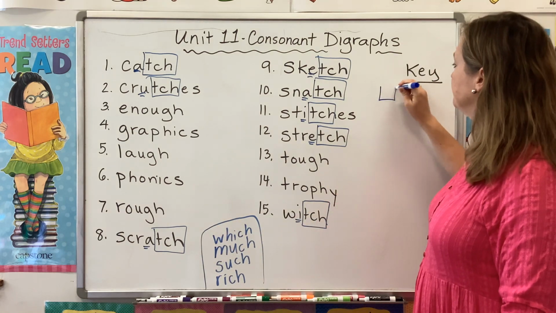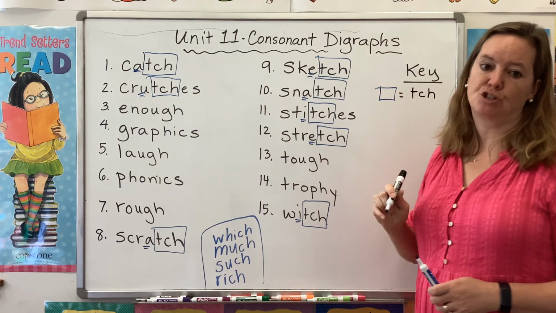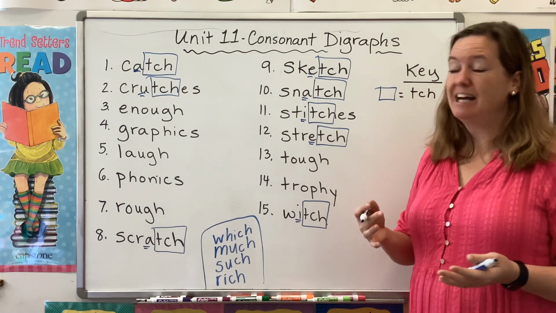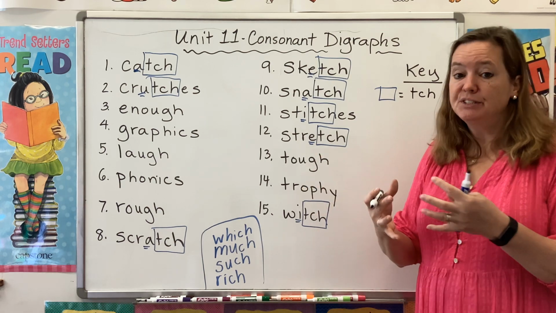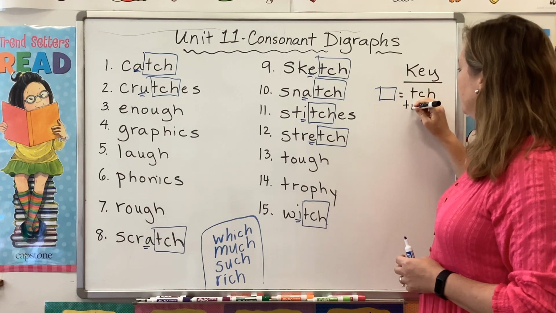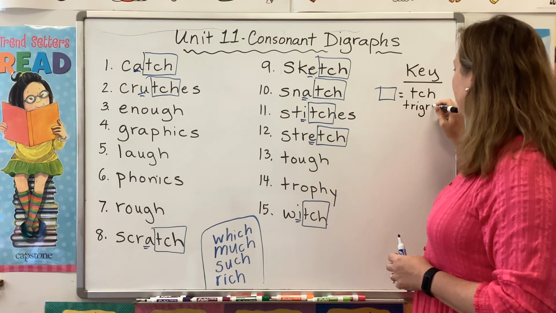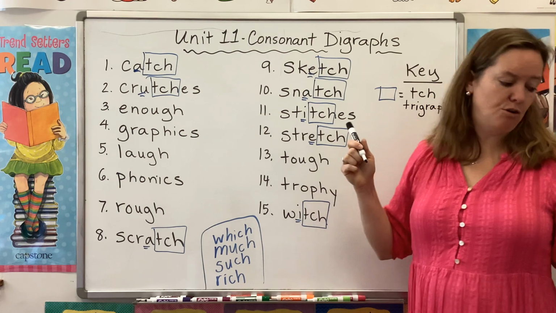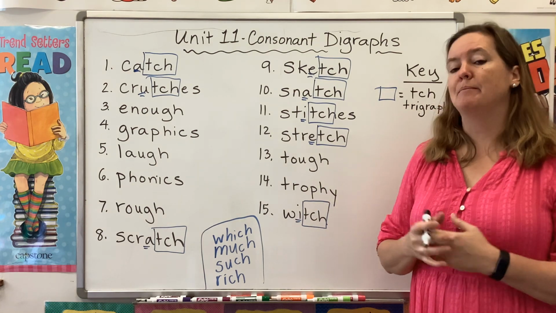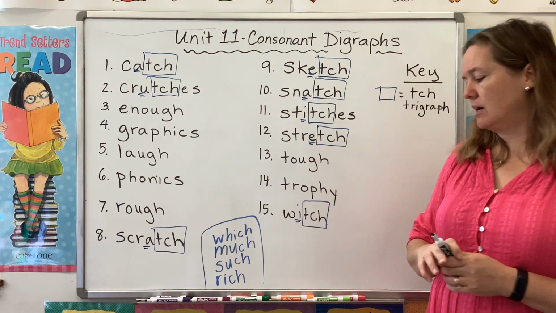Okay, so over here, blue box equals TCH. You could call it a trigraph, I guess, because you have 3 letters working together to make one sound. A digraph would be just the CH, right? Di means 2. This is really a trigraph because we have 3 letters coming together to make one sound. Okay, next I want to talk about GH.